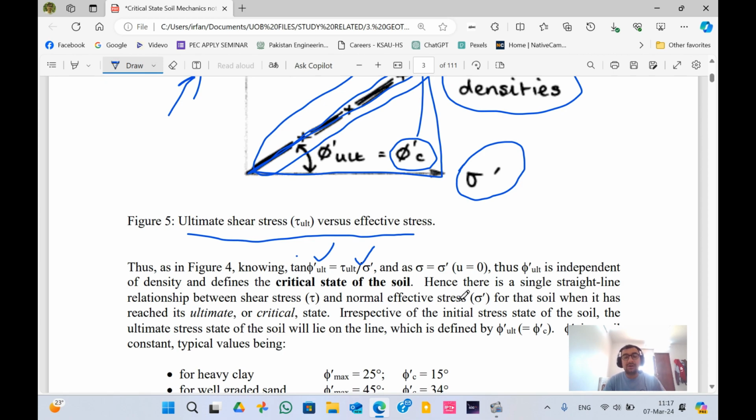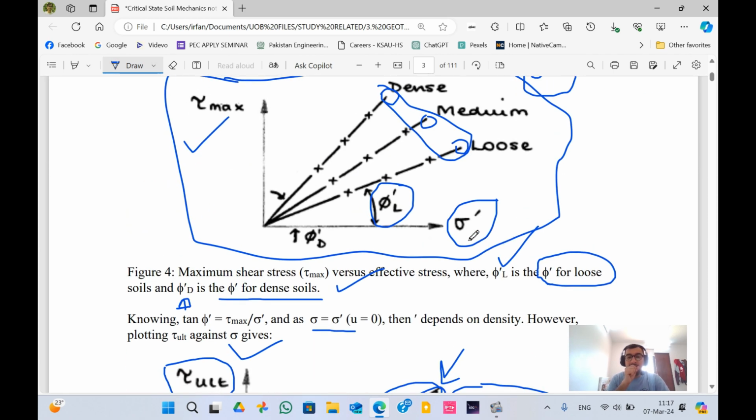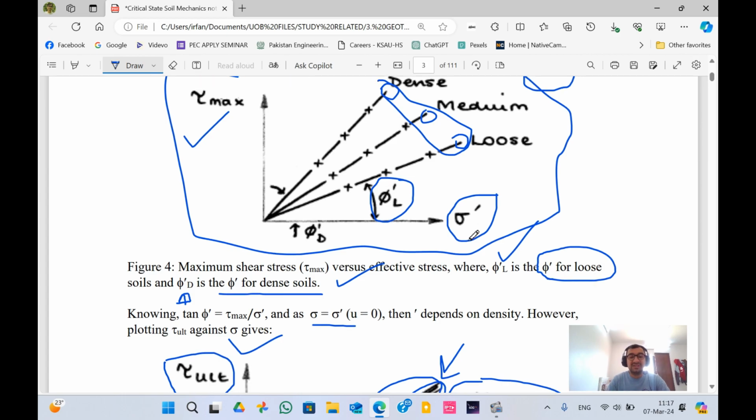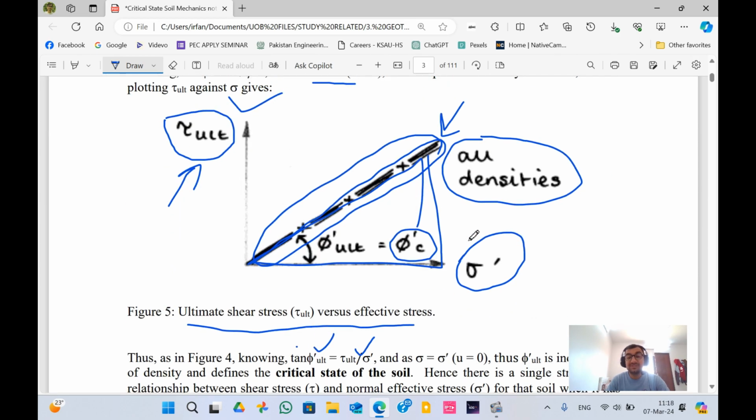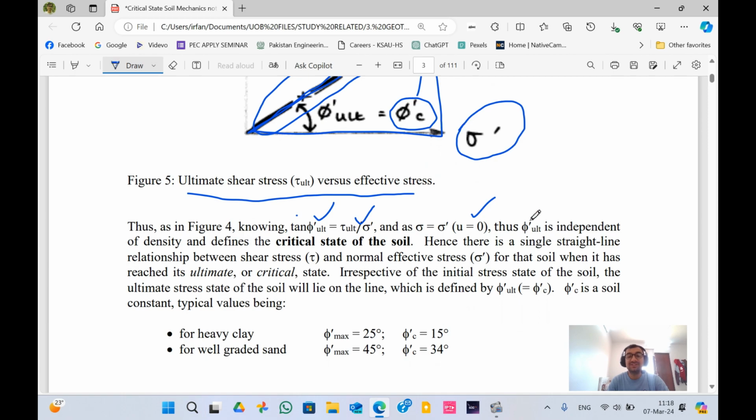Now, if the pore water pressure is zero in figure 4, because it is a drained test, right? Therefore, pore water pressure would be zero. This means total stress would be equal to the effective stress. Now, this ultimate angle is independent of density and defines the critical state of soil. This angle basically doesn't depend on the density, and it defines the critical state of the soil.